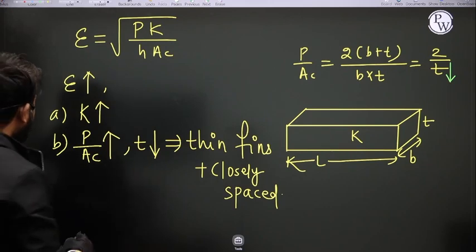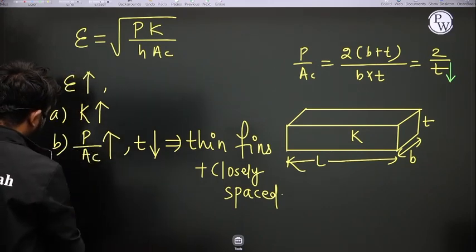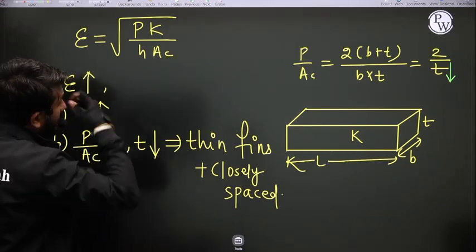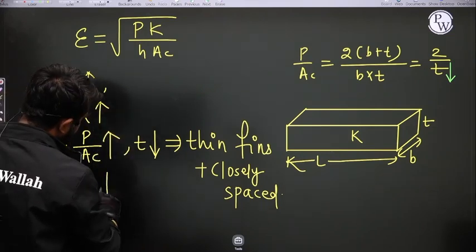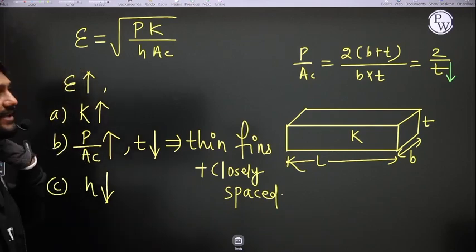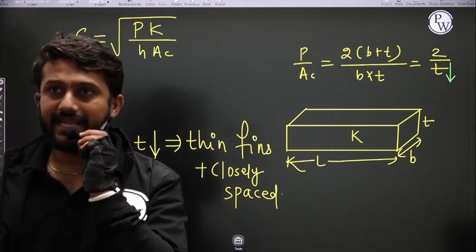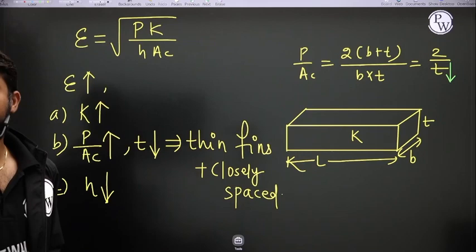What is the third way? The third way is by decreasing the h. If h decreases, then the effectiveness increases. h decreases, then effectiveness increases, right?